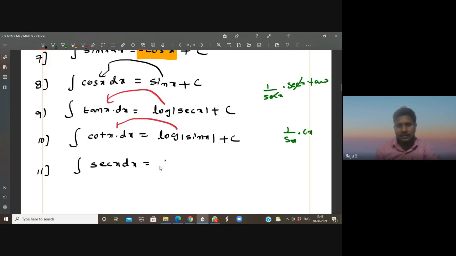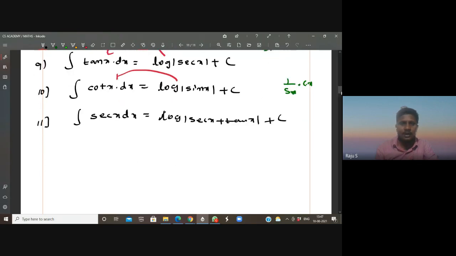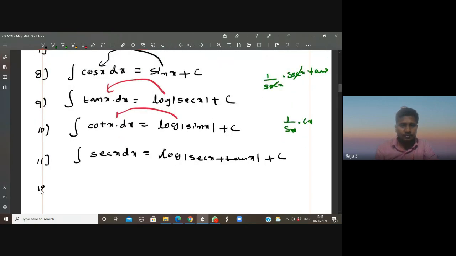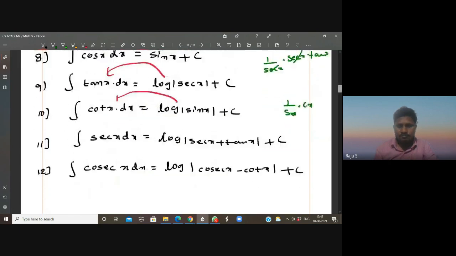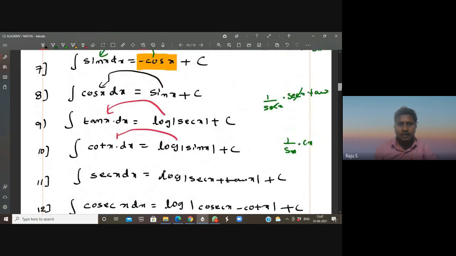What is the integral of secant x? Log mod secant x plus tan x. You can differentiate the RHS and you are going to get the LHS. Finally, integral of cosecant x dx is log mod cosecant x minus cot x plus c. Clear, students? These are the derivatives and integrals of all 6 trigonometric functions.